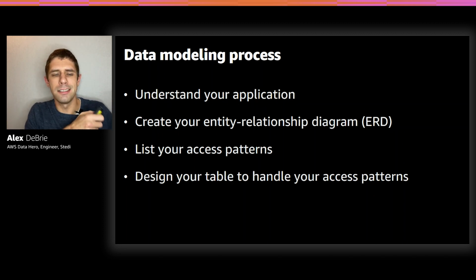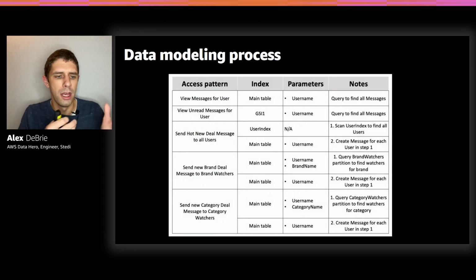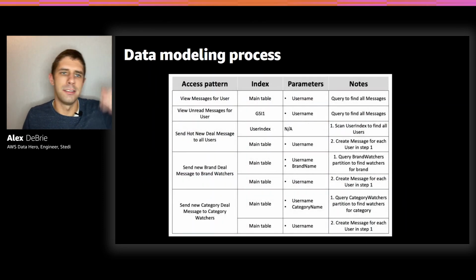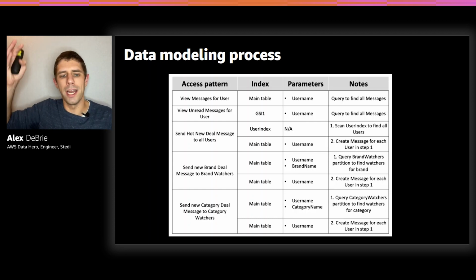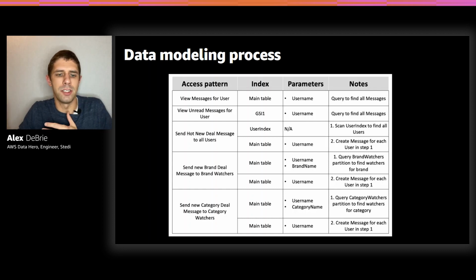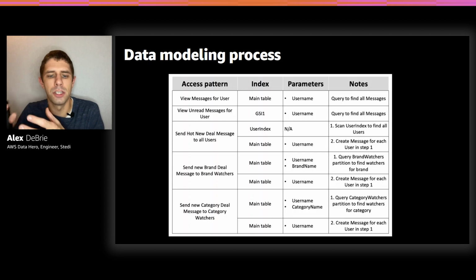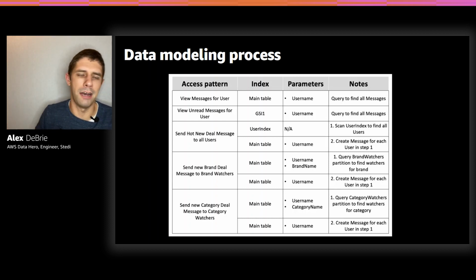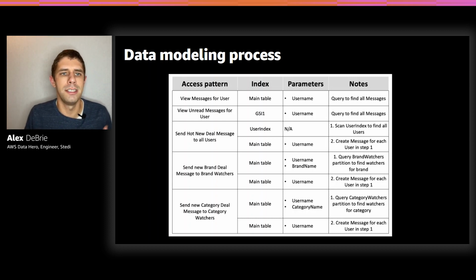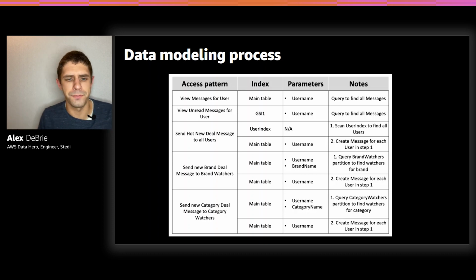But if you take that list of access patterns, you should end up with an artifact like this, an access pattern chart that lists your access patterns down the left side, and then it says, hey, what index am I using? Am I using my main table? Am I using a secondary index? What parameters are going to be involved? Do I have any other notes on how this is going to happen? And you should have all these details about your access patterns.